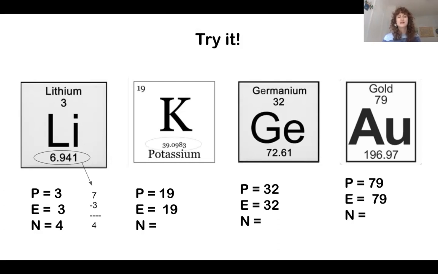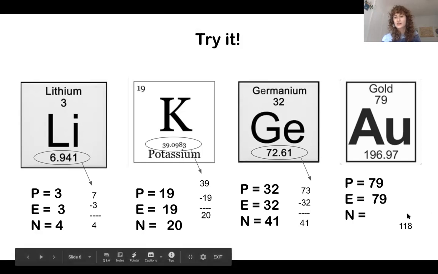All right, let's try potassium. The atomic mass is 39.0983. Well, 39.0 rounds down to 39. And then we subtract the number at the top, which is 19. 39 minus 19 is 20. So the number of neutrons potassium has is 20. For germanium, the atomic mass is 72.6. Well, that rounds up to 73. And we subtract 32, which is the atomic number, and that gets us 41. So the number of neutrons for germanium is 41.